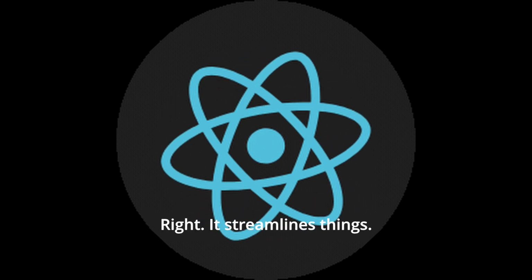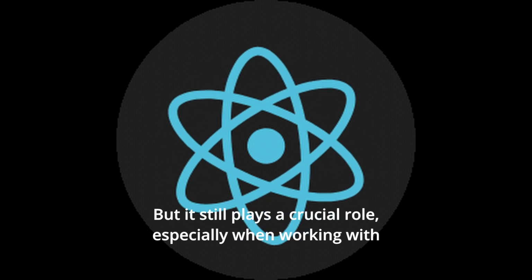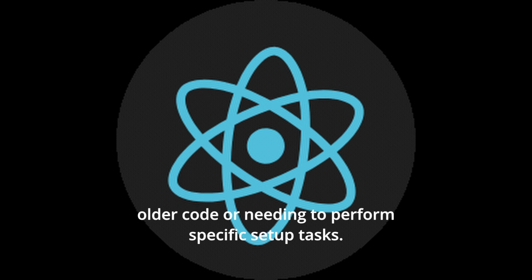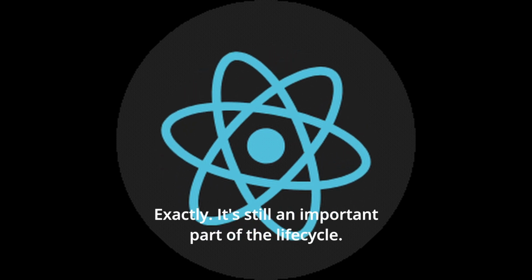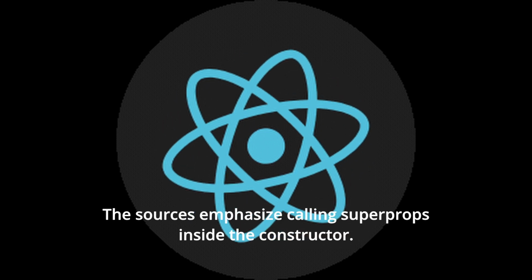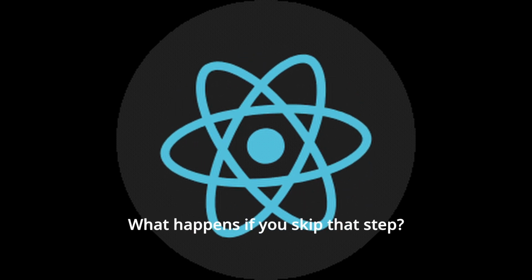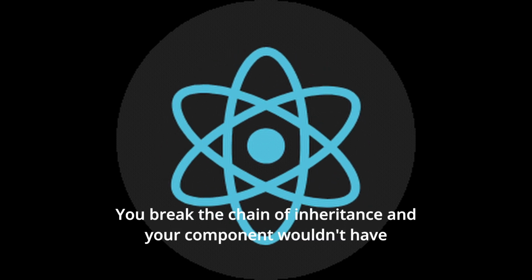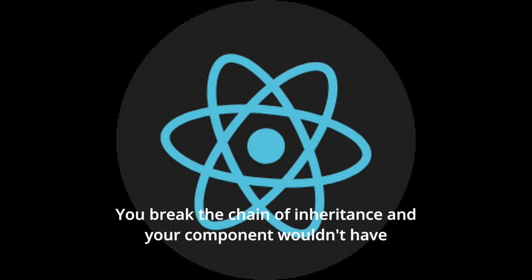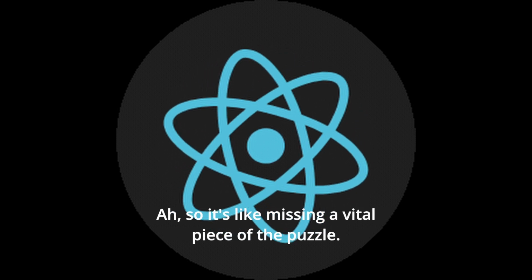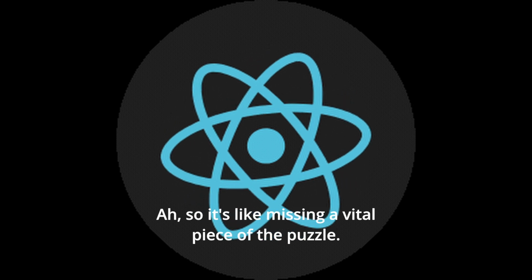Right. It streamlines things. But it still plays a crucial role, especially when working with older code or needing to perform specific setup tasks. Exactly. It's still an important part of the life cycle. The sources emphasize calling super(props) inside the constructor. That's crucial. What happens if you skip that step? You break the chain of inheritance, and your component wouldn't have access to those essential props passed down from its parent. So it's like missing a vital piece of the puzzle.